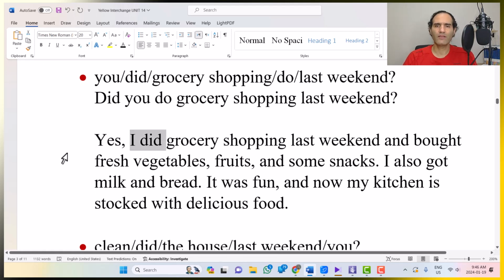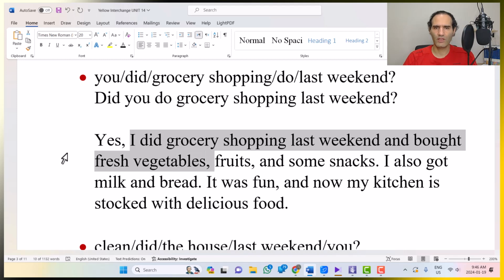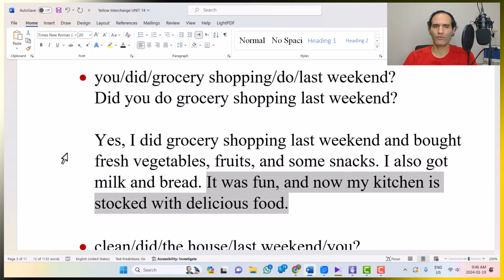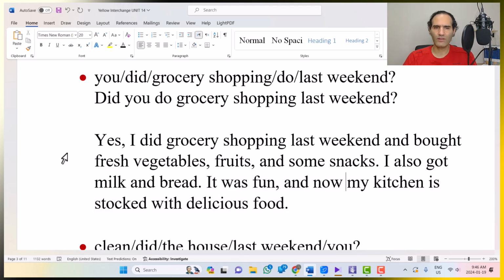Yes, I did grocery shopping last weekend and bought fresh vegetables, fruits, and some snacks. I also got milk and bread. So "get" here means buy. I got milk or I bought milk. It was fun, and now my kitchen is stocked with delicious food. "Is stocked with delicious food" means "is full of delicious food."